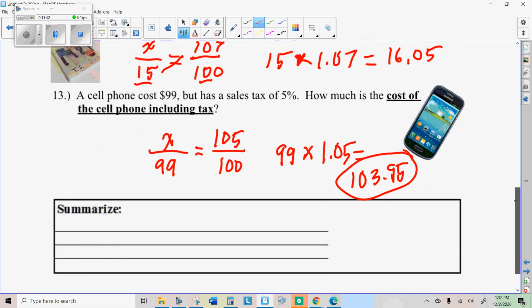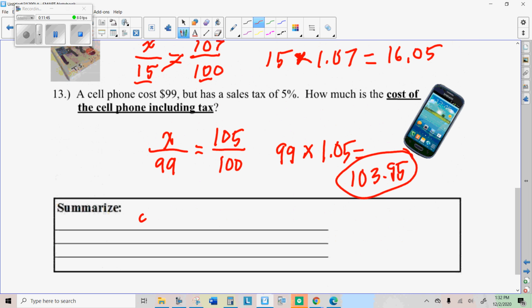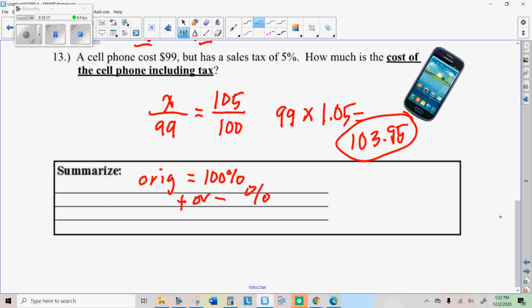So let's just summarize real quick here. A couple things. Your original or your old is 100% if you pay that amount. You're always going to have to add or subtract the percent to that 100%, so plus or minus the percent to get the percent that you need in the problem, because you're either paying a little bit more than 100% or a little bit less than 100% if it's on sale. All right, and if you can remember that, you will have no problem with this.